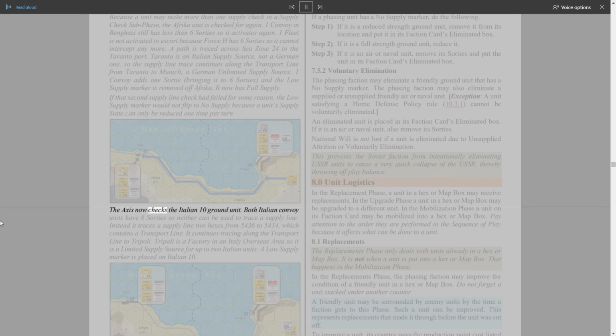The Axis now checks the Italian 10 ground unit. Both Italian convoy units have 6 sorties, so neither can be used to trace a supply line. Instead, it traces a supply line 2 hexes from 5436 to 5434, which contains a transport line. It continues tracing along the transport line to Tripoli. Tripoli is a factory in an Italy overseas area, so it is a limited supply source for up to 2 Italian units. A low supply marker is placed on Italian 10.